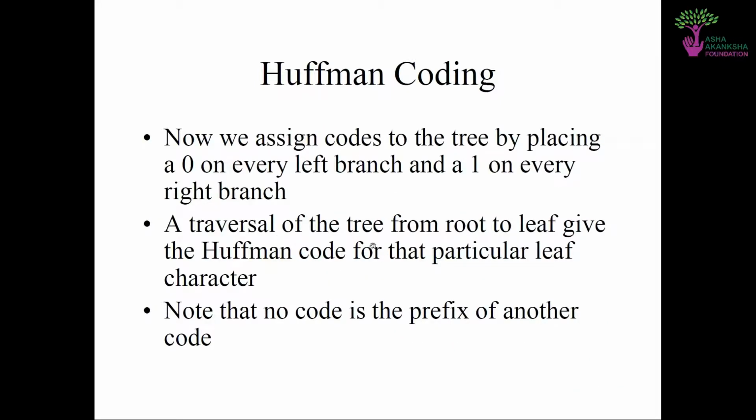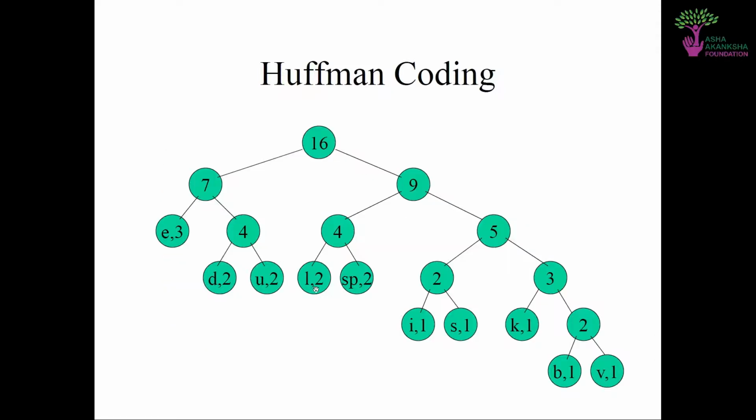So a traversal of a tree from root to the leaf node gives us the Huffman code for the particular leaf character. So for the character L, we go to the right, then we go to the left, and then we go to the left. According to our values assigned, left was 0 and right was 1, so it would be 1 since we're going right, then 0 since we're going left, and then 0 again because we're going left again. So the code for L would be 1 0 0.